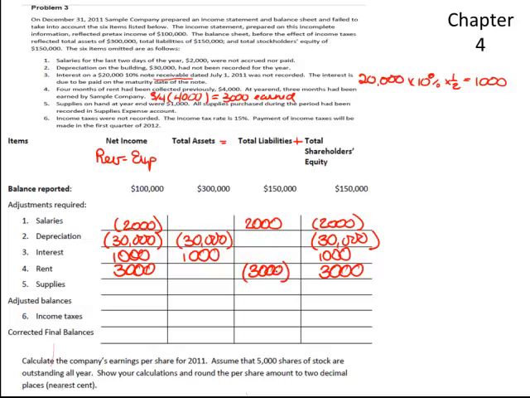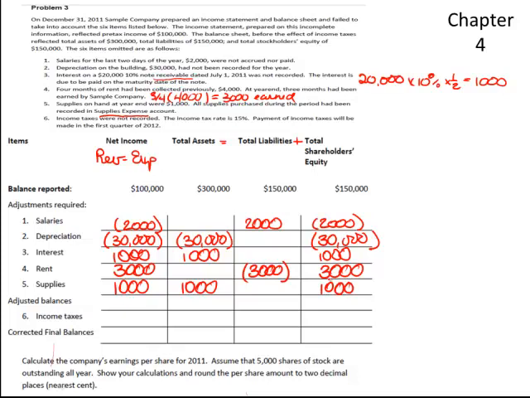Number 5, supplies at the end of the year were $1,000. All supplies purchased during the period have been recorded in the supplies expense account. So they've been sitting in an expense, but where they really belong is in an asset account. So we need to take them out of the expense and put them into an asset. So I'm debiting the assets and I'm crediting an expense. And by crediting an expense, we're making our net income larger, which makes retained earnings larger.